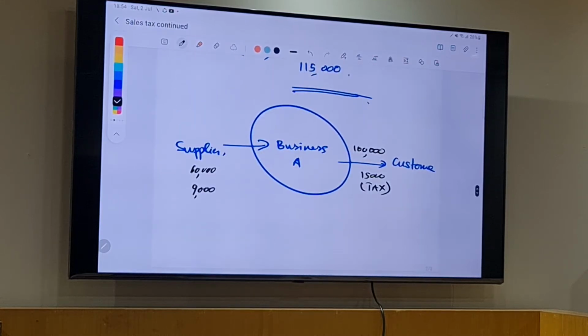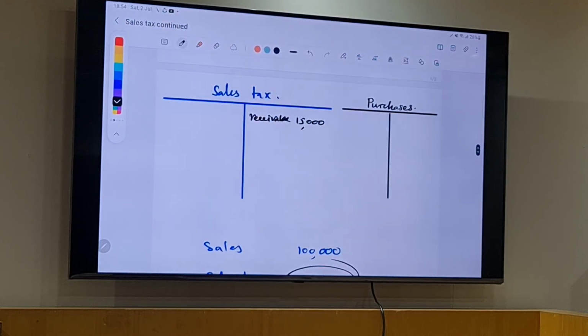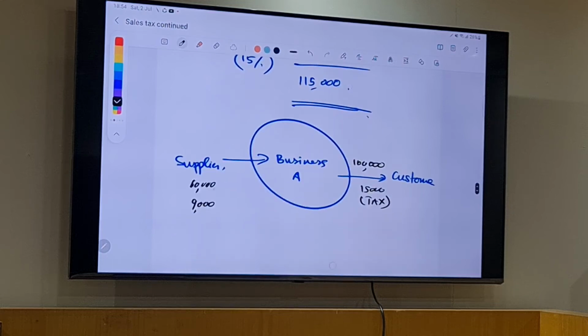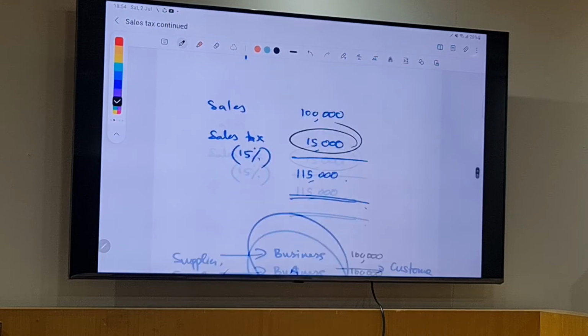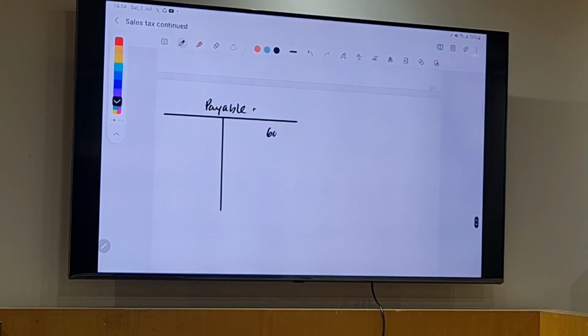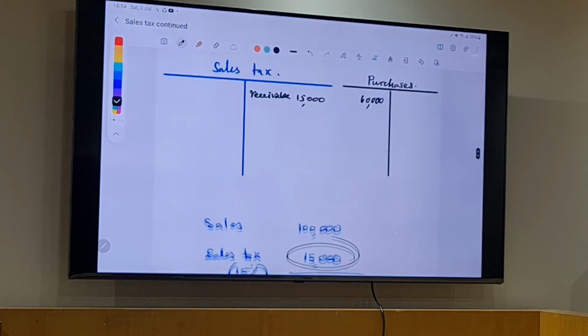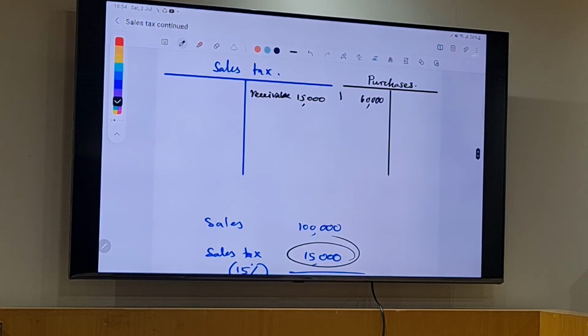When I am buying goods on credit, what's the double entry? I am buying goods on credit. Selling is done. Now I am buying. So debit purchases. Correct. We debit the purchases. How much? 60,000. And then credit to payables, 60,000. Here I will write purchases. Here I will write payables.